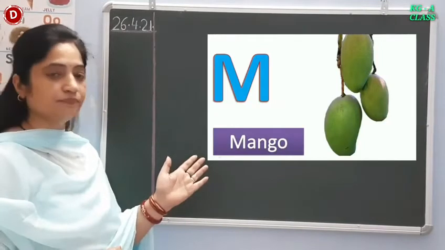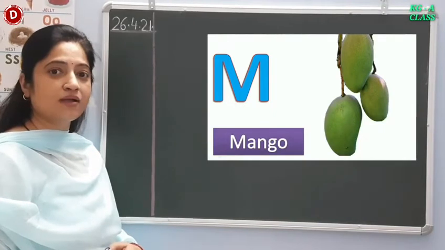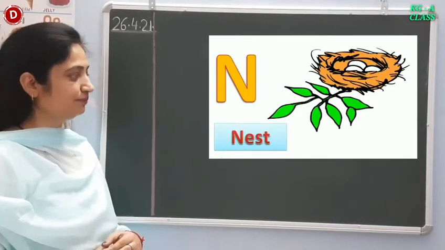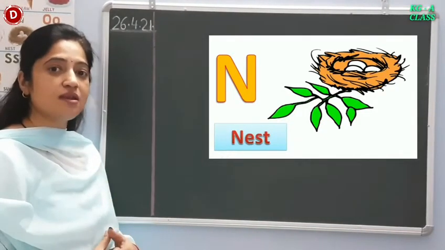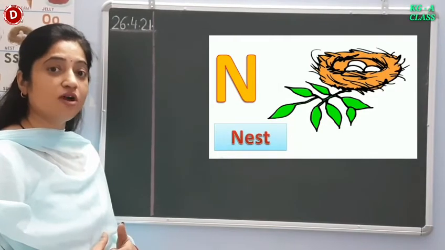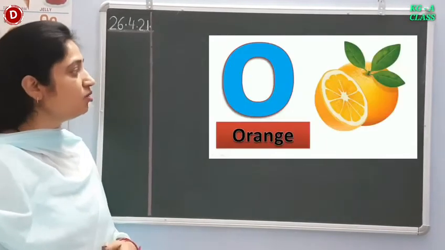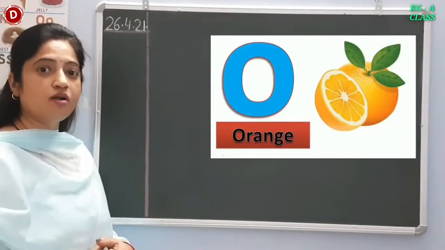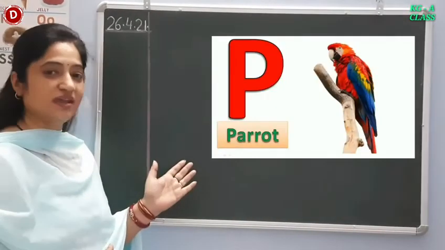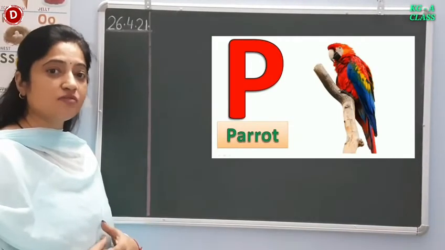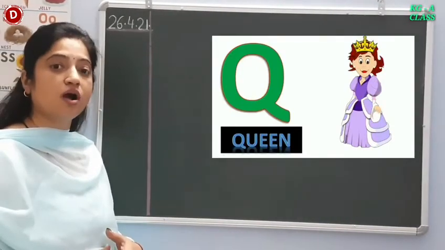Now comes M. M for mango. M says M. Now comes N. For N, the tongue will go up and it will be rolled. N for nose. N for nest. Now comes O. O for orange. Now comes P. P for parrot, and the sound is P. Now comes Q. Q says Q as in queen.